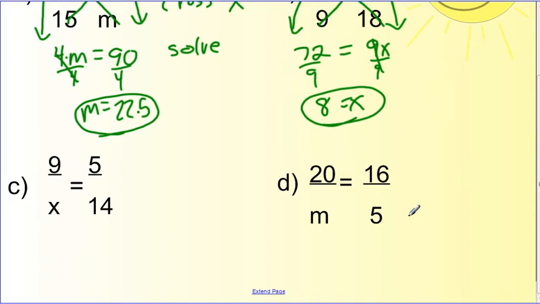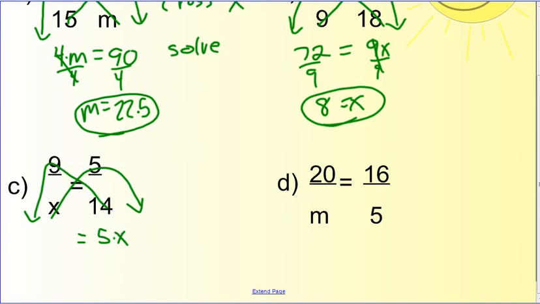So, letter C. Cross-multiply here, cross-multiply there. 5 times x is 5x. By the way, the reason why 5 times x is 5x is because we don't know what x is, so we can't actually multiply it. So the best thing we can do is just leave it as 5 times x. That's why we leave it as 5x.